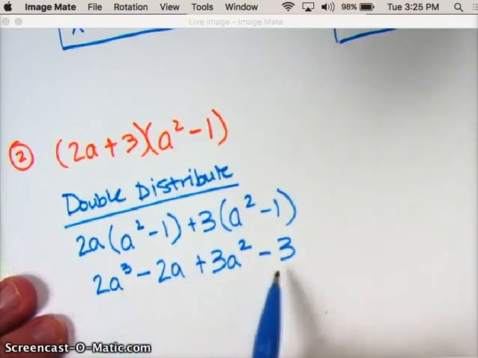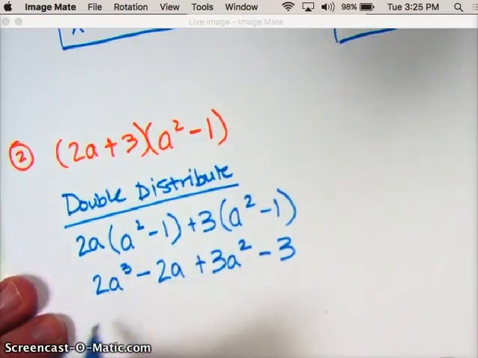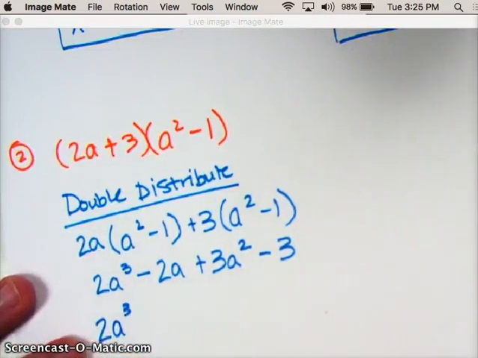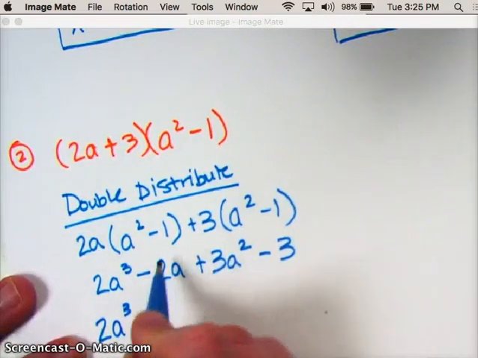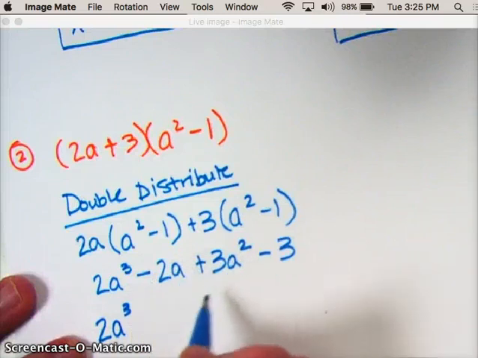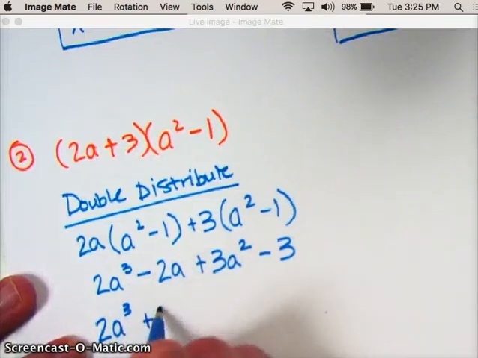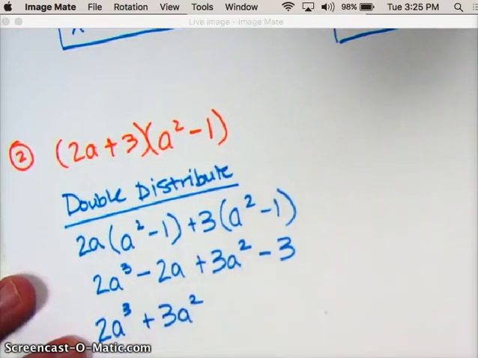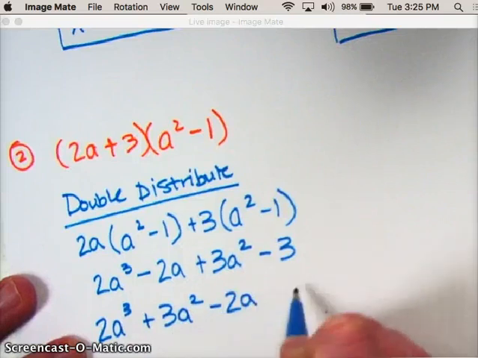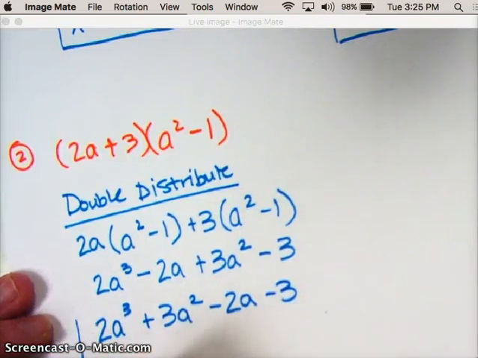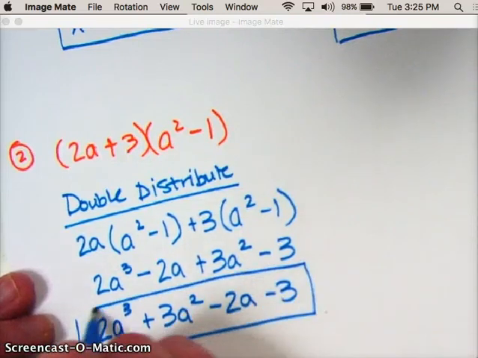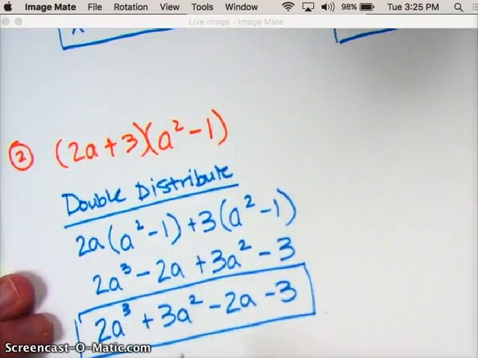We should, however, write our answer in standard form. So the highest power goes first, 2a cubed, and then we'll rearrange the middle two terms so that the next highest power comes second, plus 3a squared, minus 2a, minus 3. That would be your final answer.